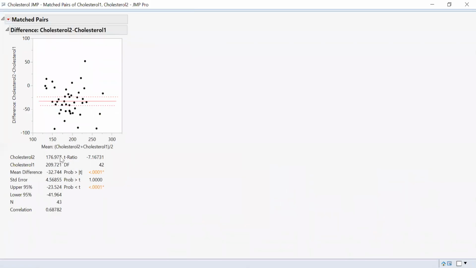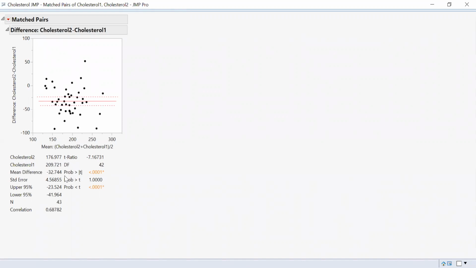So this is what I report. t, parentheses, 42, that's my degrees of freedom, close parentheses, space, equals. And then I report the t, which is -7.16. This is statistically significant because I look at this t-value. I used a two-tailed t-test.